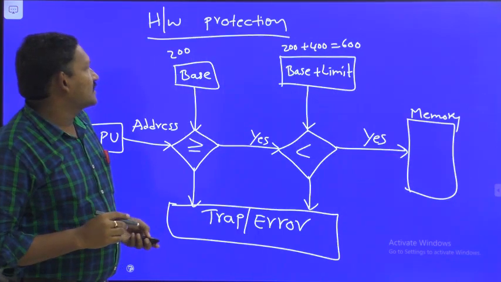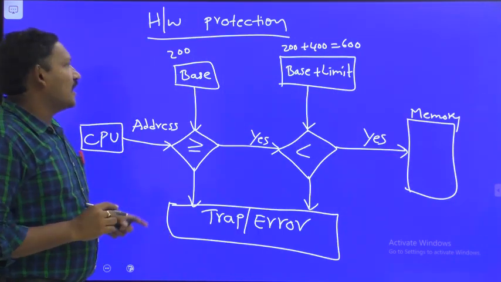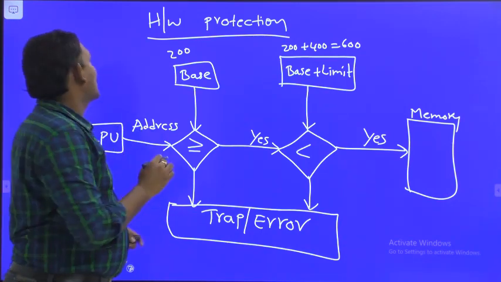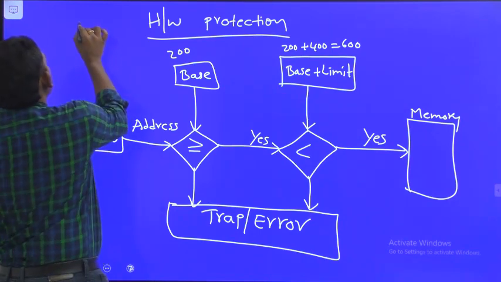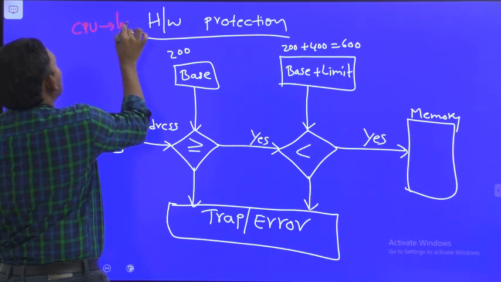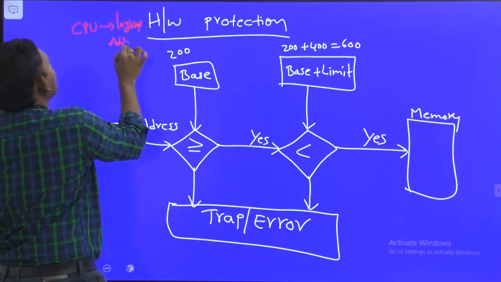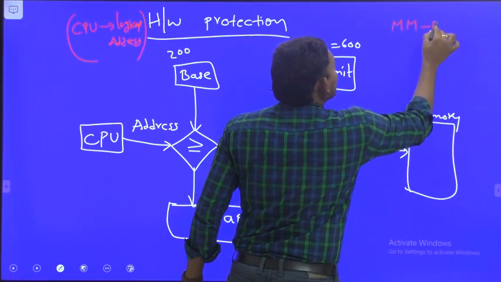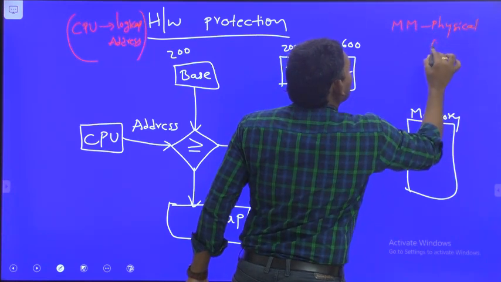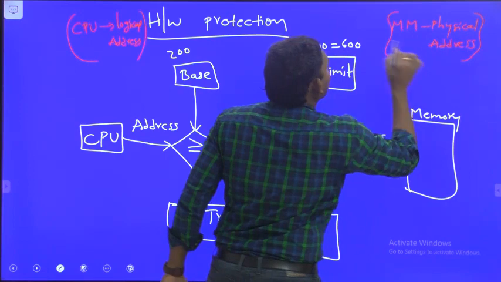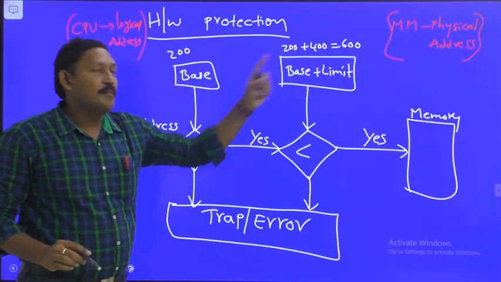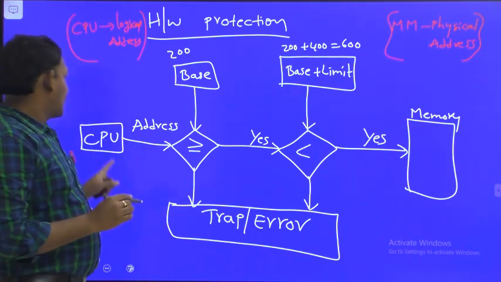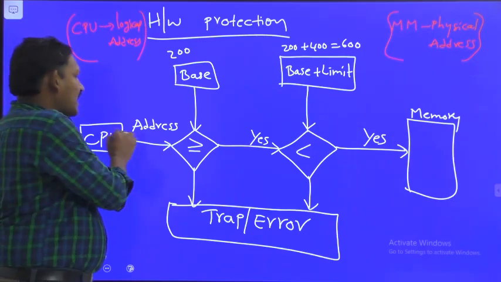The next concept is hardware protection. You have to remember one thing: the CPU generates a logical address, whereas the main memory generates a physical address. You should be familiar with this.